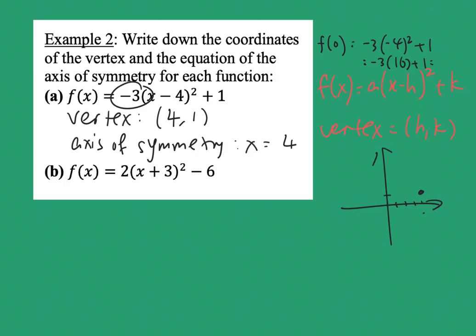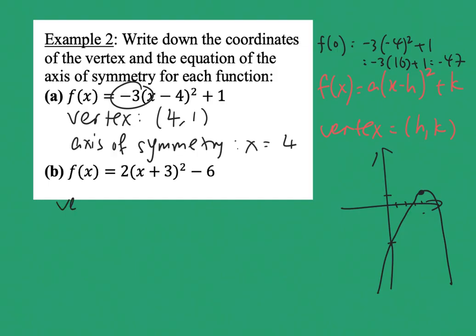-3 times 16 would be -48 plus 1, -47. So it's going to look like that. All right, so you can label the vertex and the intercepts. Okay, for part B, f of x is equal to 2 times (x plus 3) squared minus 6.